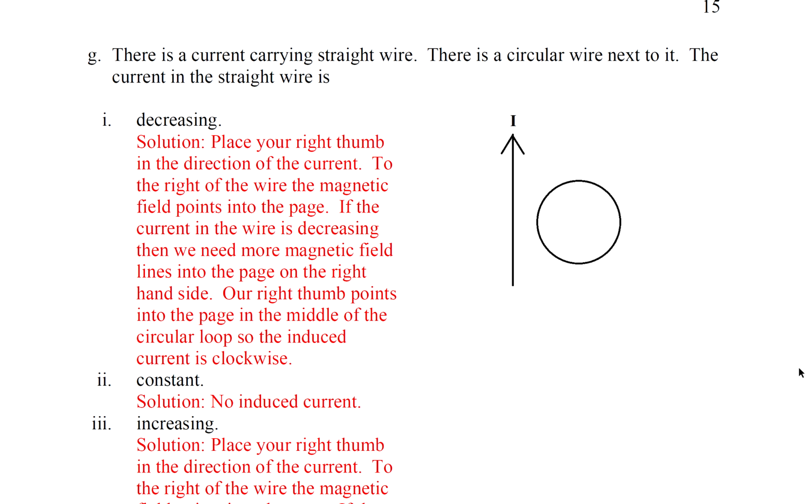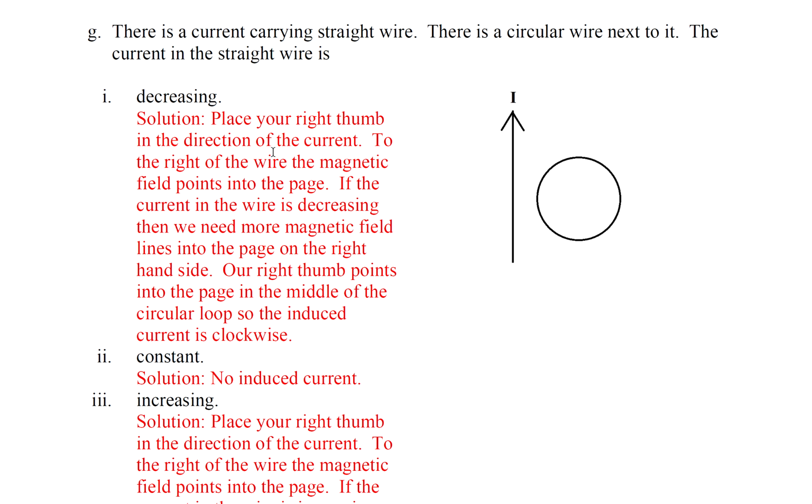Part G, there is a current carrying straight wire. So imagine this image on the left. You have a loop here. It's not connected to a battery. There is a circular wire next to it. So if the current in this wire on the left is decreasing, then what happens?